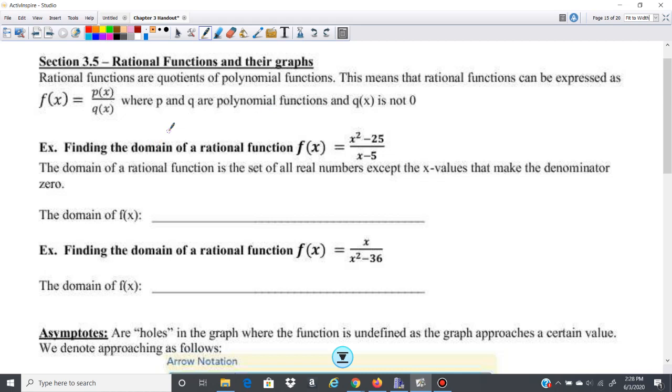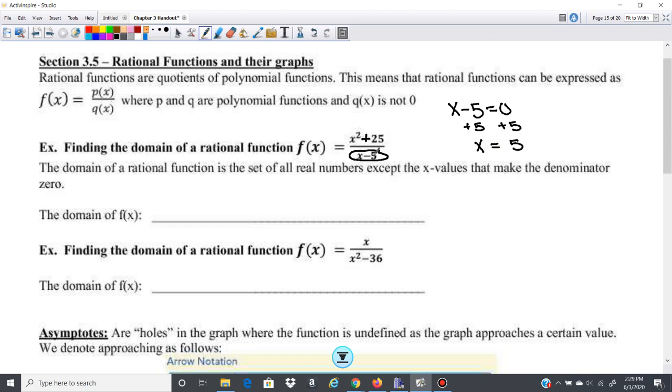If we take a look at this problem here, this actually does contain a typo, so real quickly, make that into a plus sign. x squared plus 25. So the domain is going to be the set of all real numbers except the x values that make the denominator 0. So you're going to take the denominator and set it equal to 0. So x minus 5 equals 0, and then you add 5 to both sides, and you get 5.